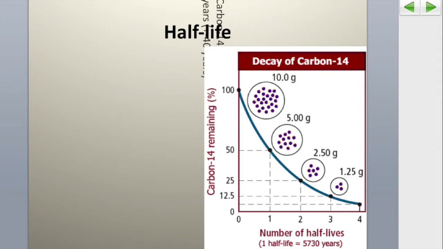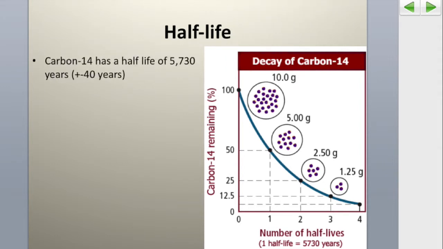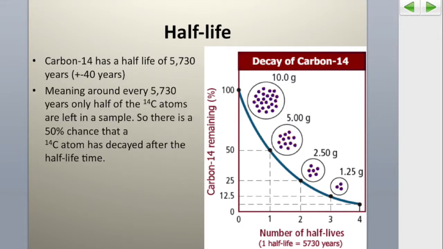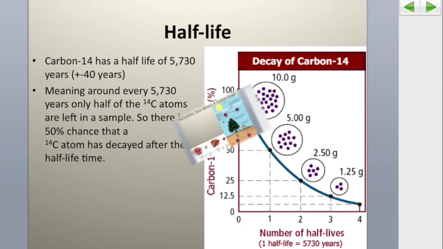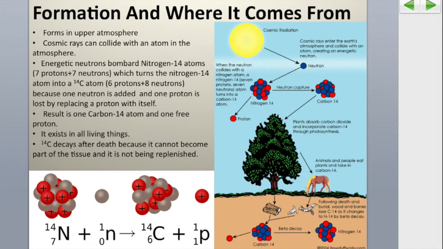Carbon-14 has a half-life of 5,730 years, plus or minus 40 years, meaning around every 5,730 years, only half of the carbon-14 atoms are left in the sample, so there is a 50% chance that a carbon-14 atom has decayed after the half-life time. An energetic neutron that results from a cosmic ray collision with an atom bombards a nitrogen-14 atom, turning it into a carbon-14 atom and a free proton.